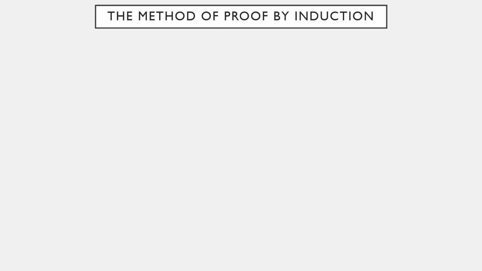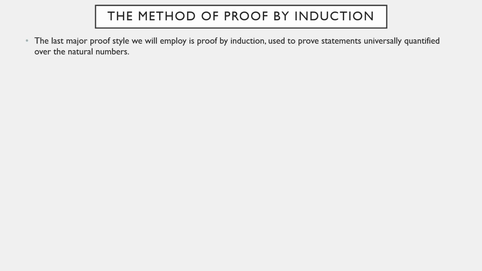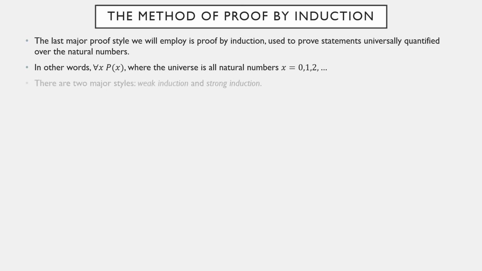The last proof technique that we're going to use a bunch is called proof by induction. Okay. This is specifically a way to prove a statement universally quantified over the natural numbers. In other words, for any x, P of x is true, where x ranges over the natural numbers 0, 1, 2, etc. Notice this isn't all integers, it isn't all real numbers, it's very specifically the natural numbers.